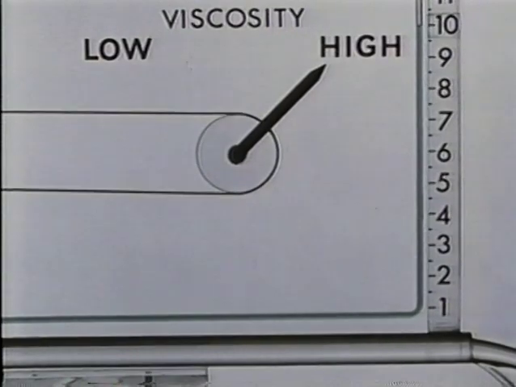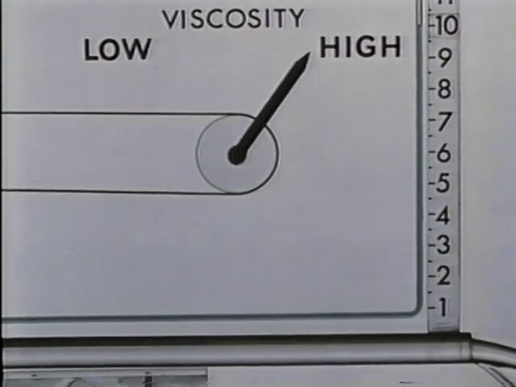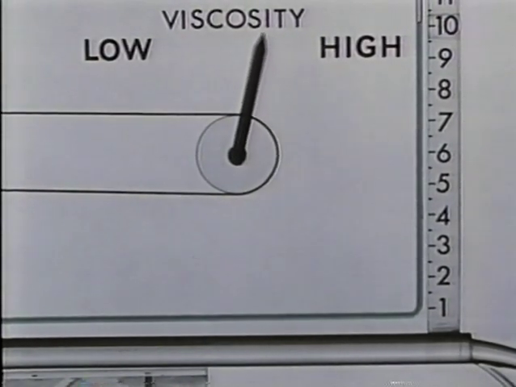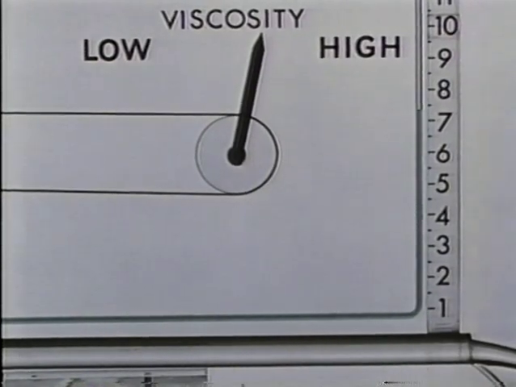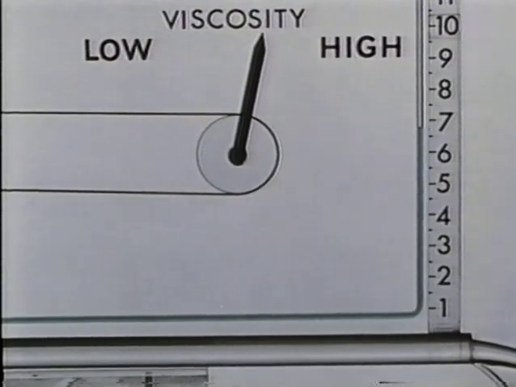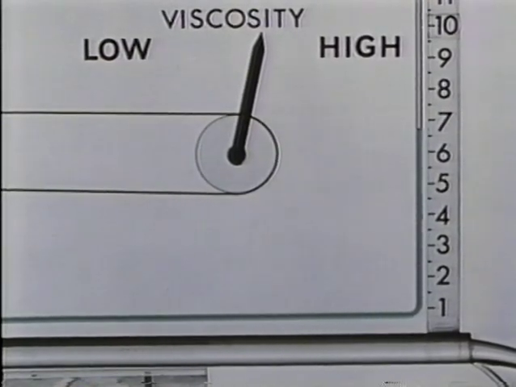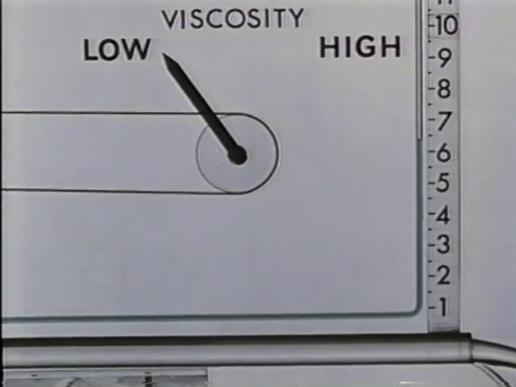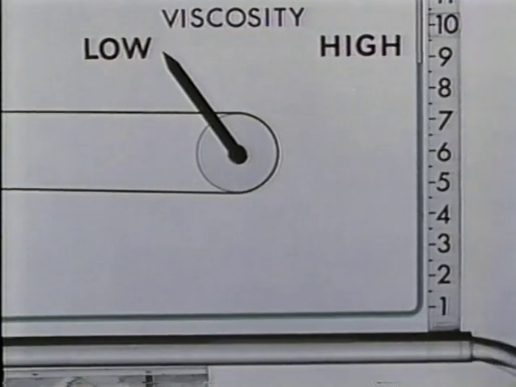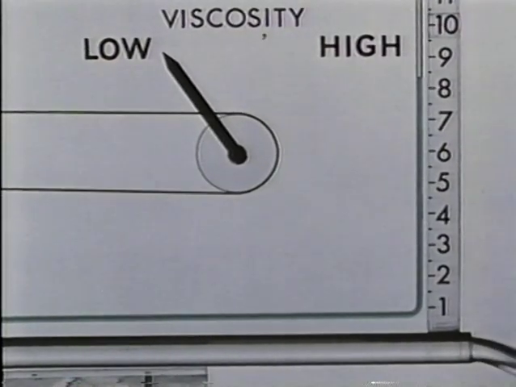Now I change the valve setting to reduce the viscosity. As the low viscosity fluid flows into the pipe, the manometer reading decreases. Once more I change the valve setting to still lower viscosity. But look here. We have increased the pressure difference, which means that we have increased the drag.